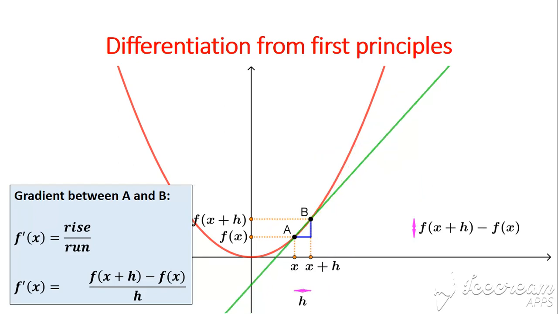The problem is I can't get to point A. If I bring point B on top of point A, then B and A are at the same point. We have no rise, no run, and we can't get it. So what we are going to introduce are these things called limits. A limit is the value that we approach as we get close to that value.